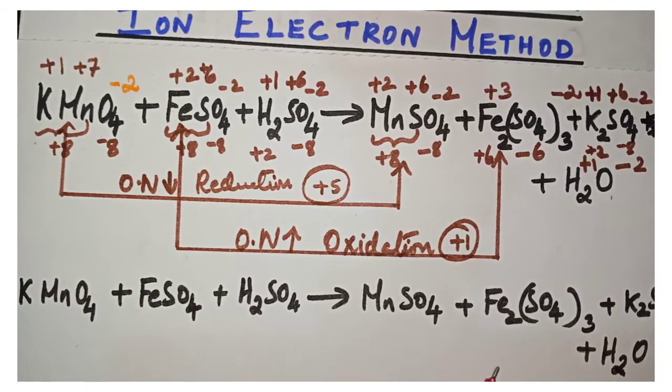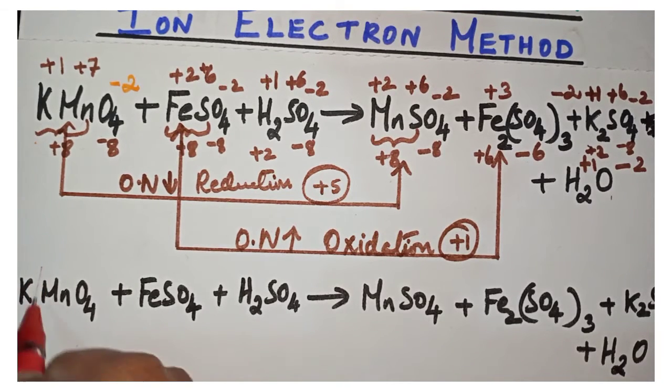Yes, in order to make the ionic form of the redox reaction, I have written the reaction once again. Now we have to write only the ions which undergo oxidation and reduction, only those ions we should write in the ionic form of the redox reaction. Yes, so now what should I do?